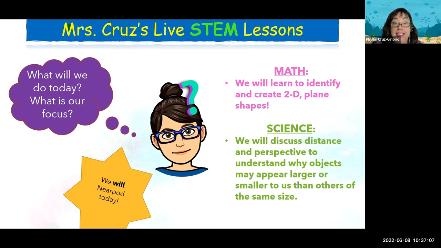So we'll talk about 2D shapes. And then in science, we will discuss distance and perspective. What does that mean, Mrs. Cruz? What's near and what's far. That's right. We're going to understand why some objects may appear larger and some appear smaller, even though they might be the same size. We will Nearpod today.